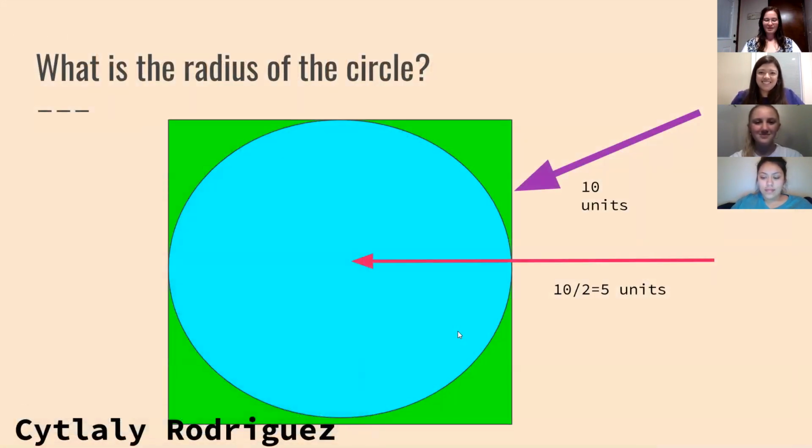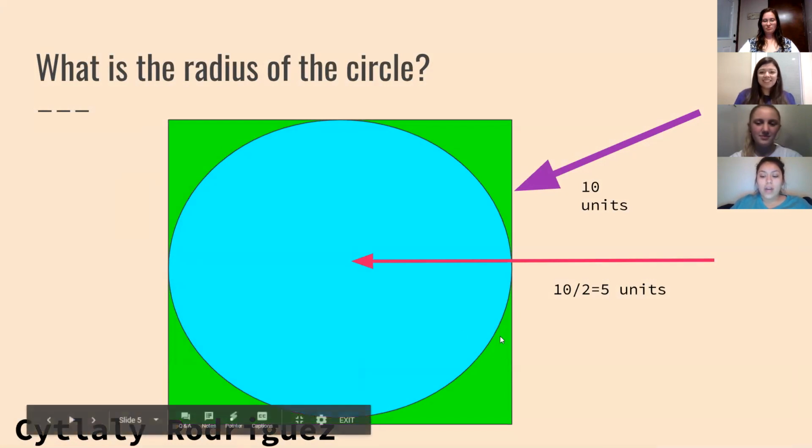You're welcome. Can you tell me what the radius of a circle is, Cece? Well, of course, Jessica, that's a great question. Here we see that a circle is inside the square. We know that the side of the square is 10 units, which is what the purple arrow is pointing to, and it is given to us. Since we're trying to figure out the radius of the circle, we divide 10 by 2, giving us 5 units. Therefore, the radius is 5 units.